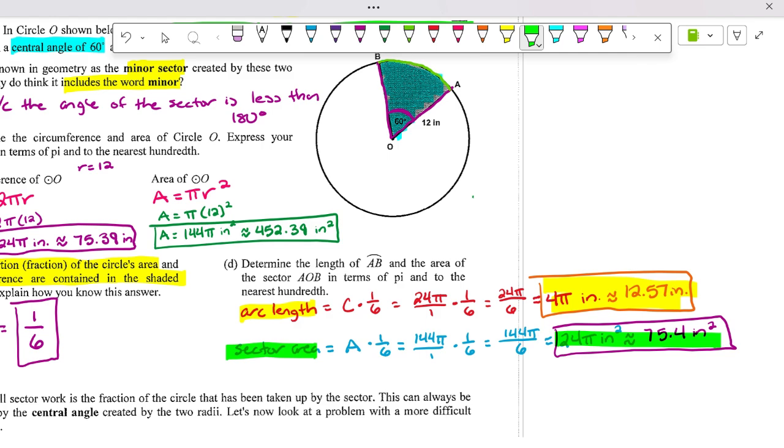So guys, that's essentially how you calculate arc length and sector area. You calculate the whole area and circumference. You figure out how much of the circle the sector is by taking whatever the angle is and dividing it by the whole that a circle can have. So in this case, you'd be dividing either by 360 if it's degrees and 2 pi if it's radians. And you're going to multiply that fraction to the circumference or the area. And you got it.